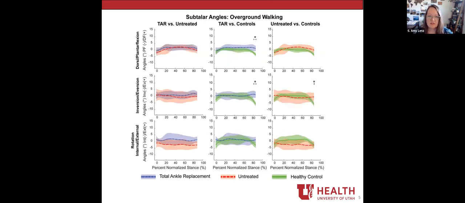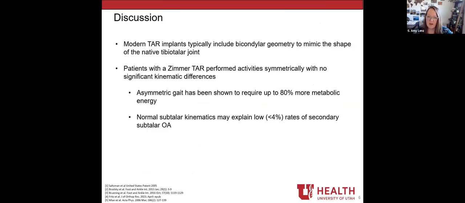But now looking at our subtalar angles for overground walking, we find a very fascinating result of minimal, again, compensations compared to, in the first column, their untreated limb. In the second column, the healthy controls, only minimal compensations at the subtalar joint are observed in late stance for dorsiplantar flexion and inversion, eversion. And lastly, minimal inversion-eversion changes of the contralateral limb when compared to the untreated controls. So overall, we have some very positive clinical outcomes for our kinematics.